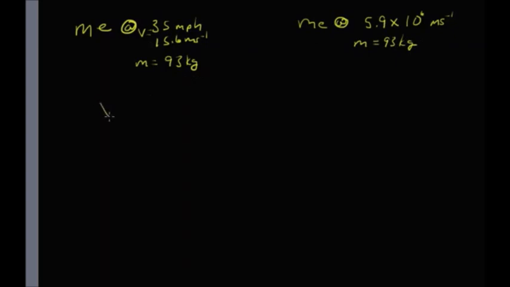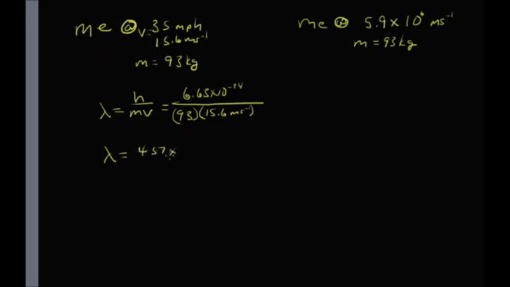So we're basically using lambda equals h over mv. In my case, 6.63 times 10 to the minus 34th, over 93 kilograms, times my velocity of 15.6 meters per second. And so my de Broglie wavelength is 4.57 times 10 to the minus 37th meters. I'm smaller than an electron. My wave nature is smaller than an electron.